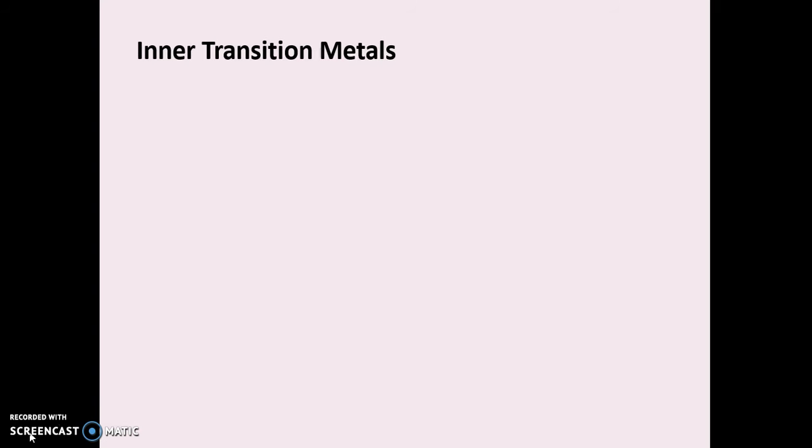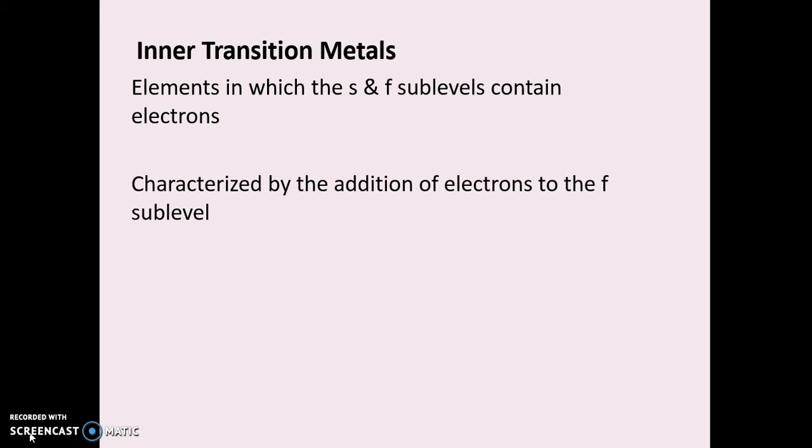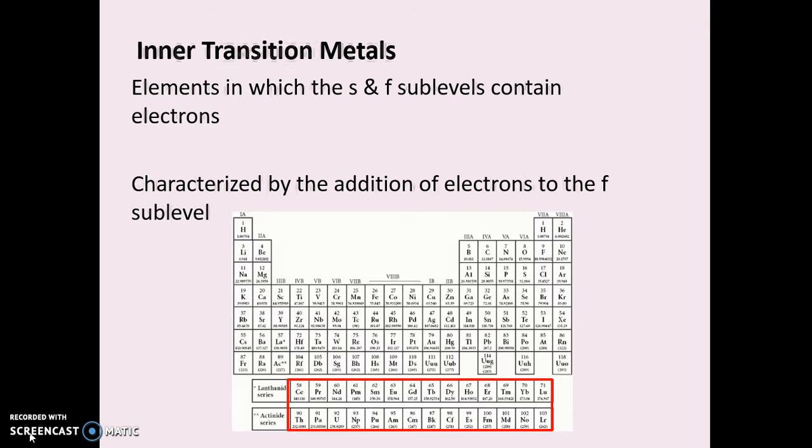Your inner transition metals are where the S and F sublevels contain electrons. We will not be doing electron configurations for inner transition metals, but you do need to know that they would fill the F sublevel. So they're characterized by addition of electrons to the F sublevel. And they're the two lower series down here, the lanthanide and actinide series. They're the inner transition because they would fit into the last two portions of the transition metal group, but that would kind of throw the periodic table off, so they pull them out and down to the bottom.